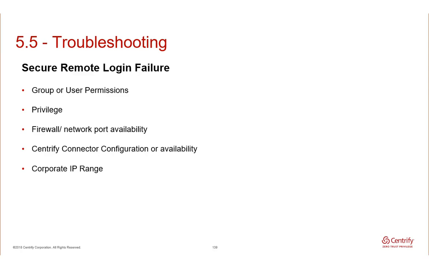Now, when troubleshooting the secure remote login failures, this is going to apply to 5 particular elements. The first is whether or not group or user permissions have been applied to the user to establish that secure remote login for that particular resource. The same is true of privilege. In some cases, the firewall or network port availability has been modified, preventing any secure remote login from occurring. Now, as mentioned earlier in this course, the Centrify connector may be impacting the secure remote login as well, either due to configuration or availability.